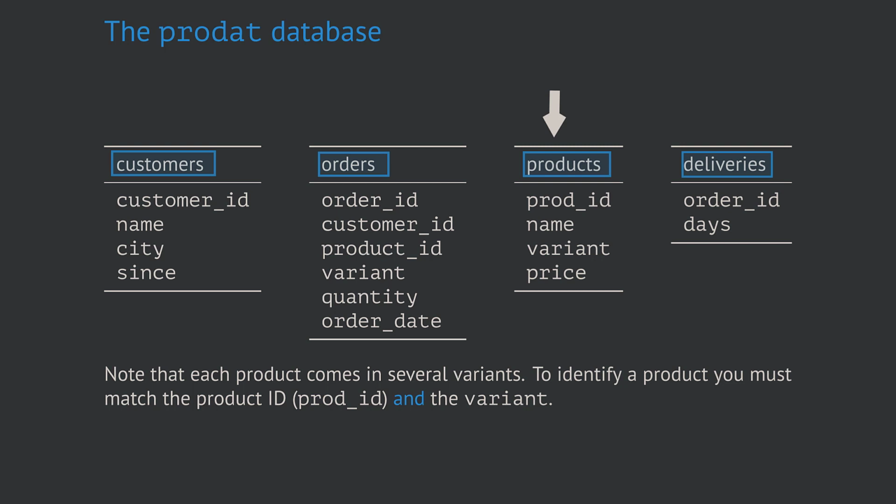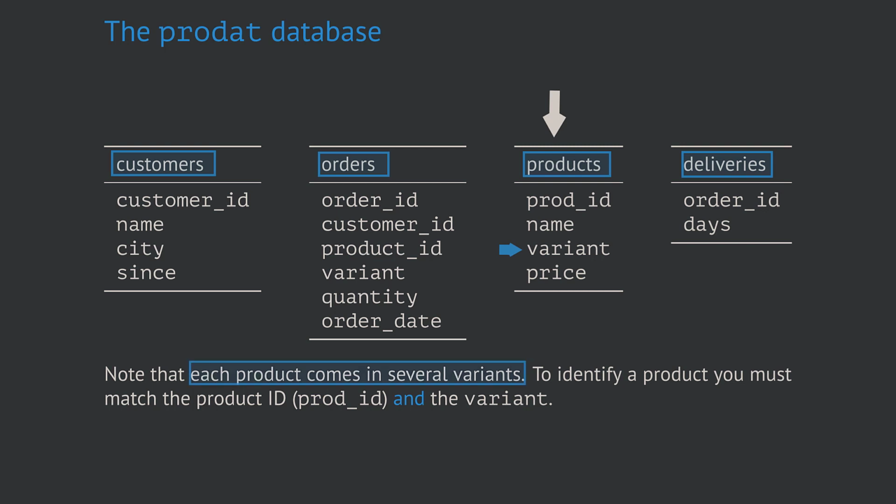The table products stores all products which are offered by the web shop. A dataset representing a product consists of the product ID, which is called prod ID, the name of the product, the variant of the product, and the price. Note that the existence of the attribute variant indicates that each product comes in several variants.